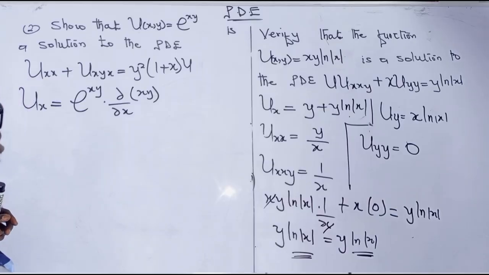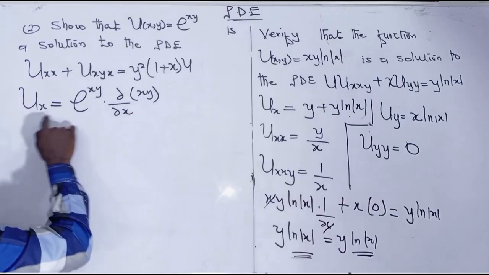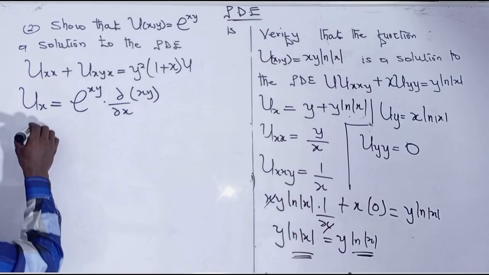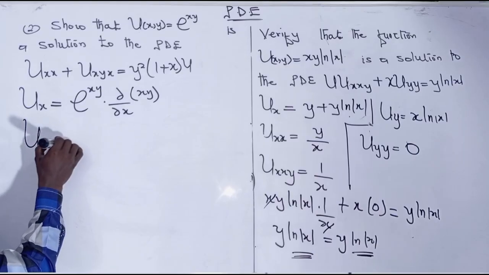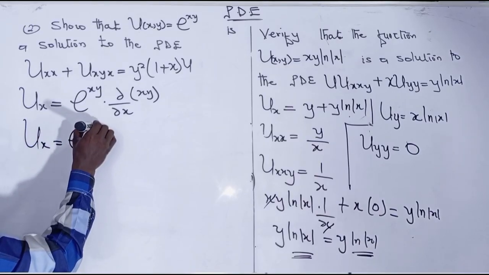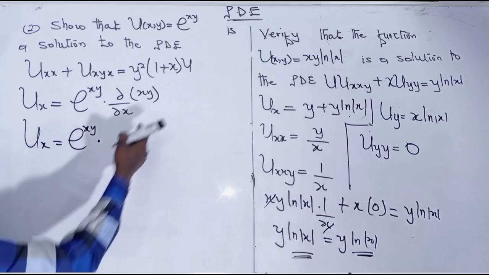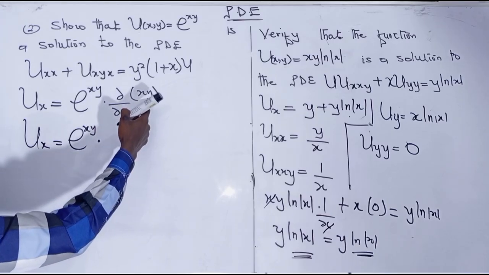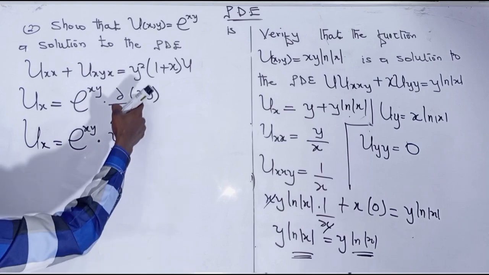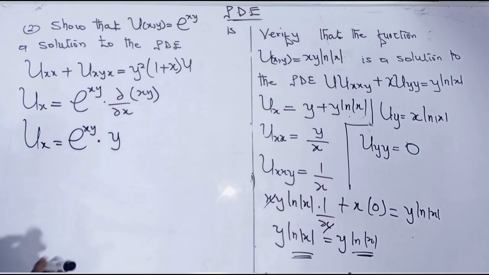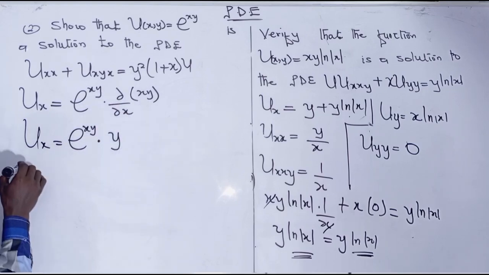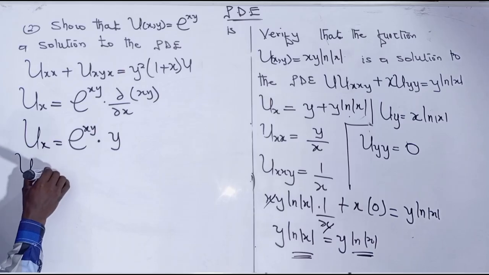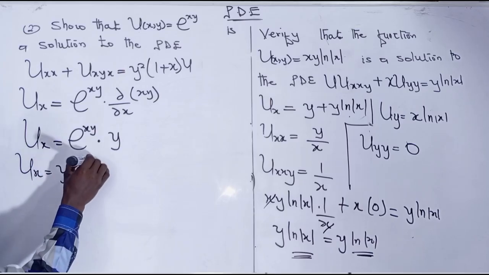We are taking the partial derivative of the exponent with respect to x. So with that, let's continue. We have u_x equal to e^(xy) multiplied by, since we are differentiating with respect to x, y becomes a constant, and when we differentiate x with respect to x, we get 1. Then case closed.